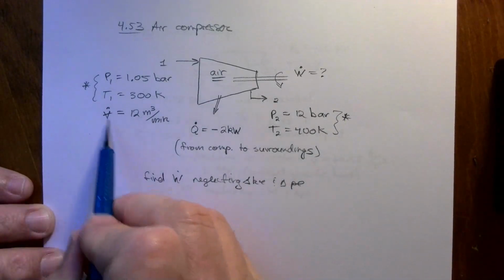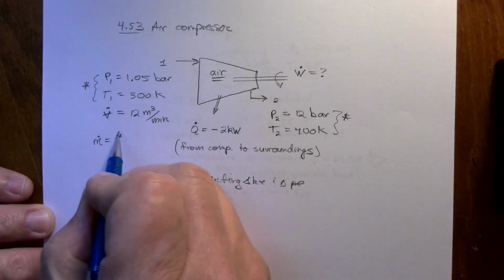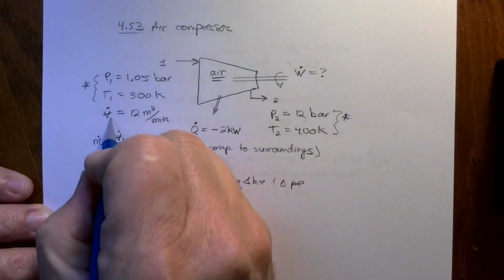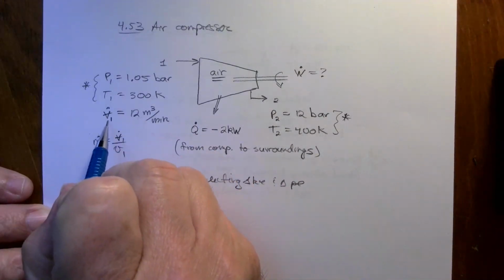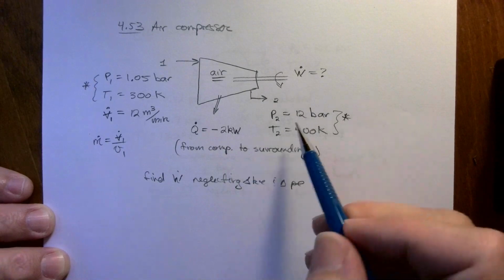We could get a mass flow rate from this information, right? M dot would be equal to the volumetric flow rate divided by the specific volume at 1. The little subscript 1, that's the volumetric flow rate at the inlet. The volumetric flow rate at the exit will be different because the density is going to be different since it's a compressor.